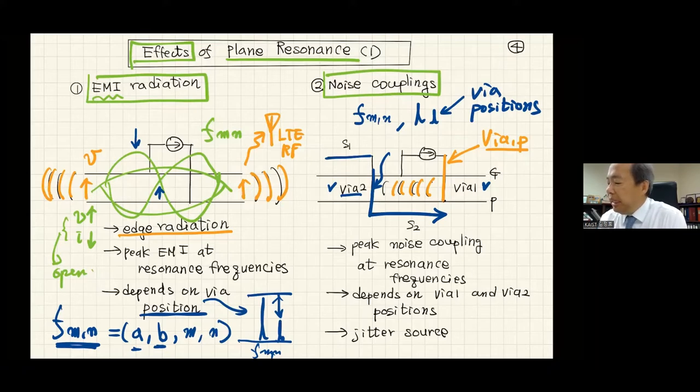So second case, if we have multiple vias, we're going to have noise coupling between vias at certain resonance frequencies. And the amount of this noise coupling will be determined by position one and position two.